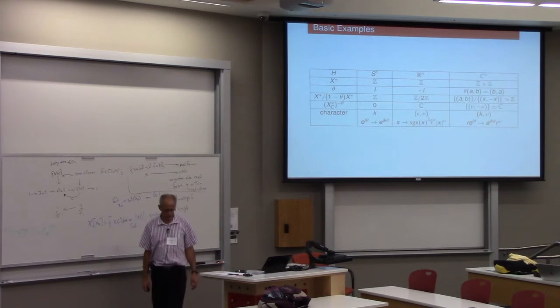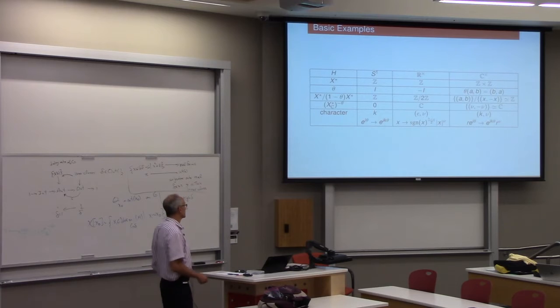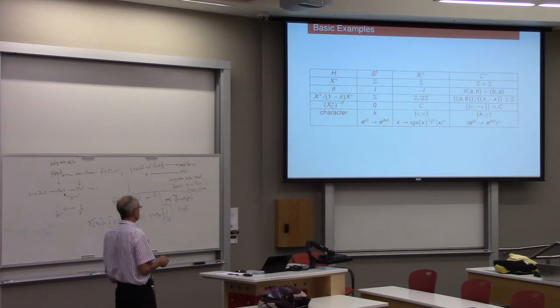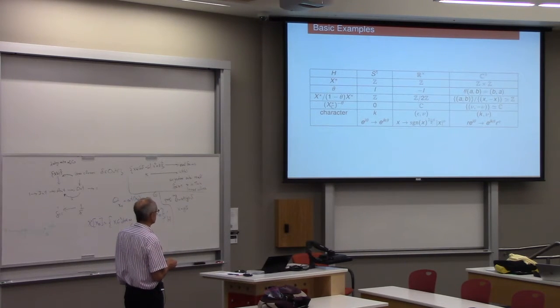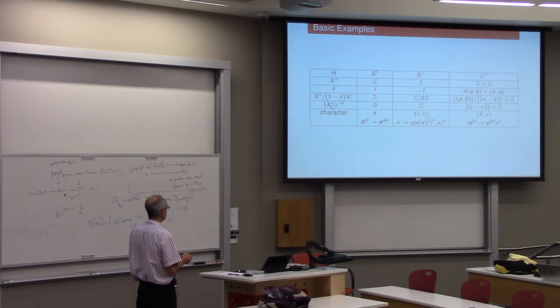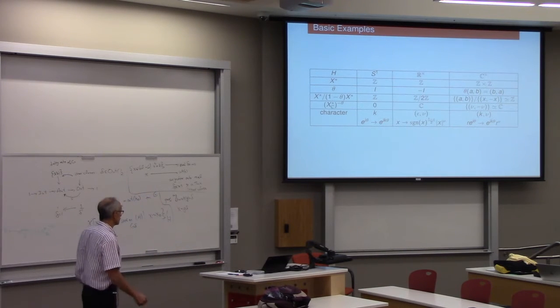All right, so here's a table of the three different cases. It's similar to the table David had. There are three basic types of torus: a circle, an R cross, or a C cross. For a circle, X upper star is Z. Theta is the identity. So X upper star modulo 1 minus theta is Z, and X upper star upper minus theta is 0. So according to this, the representations of S1 are parameterized by Z. And of course, you're familiar with that.